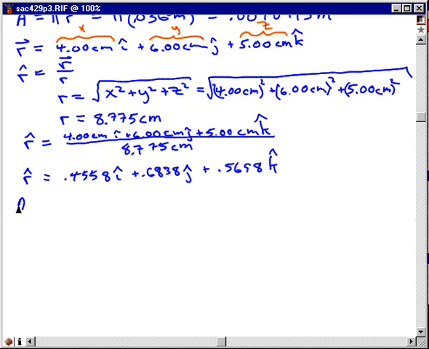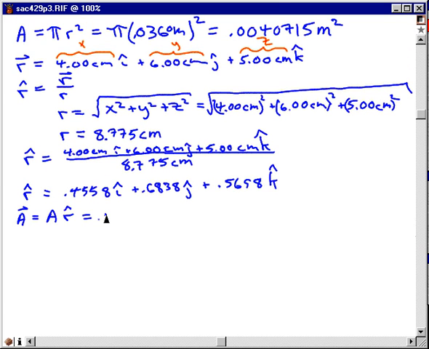So now we're in a position to get that area vector A, which is its magnitude times its direction, and the direction is just a unit vector in the direction of R, which is what we just found. So the area, we got 0.0040715 meters squared. Read that from up here. And the unit vector we just found.